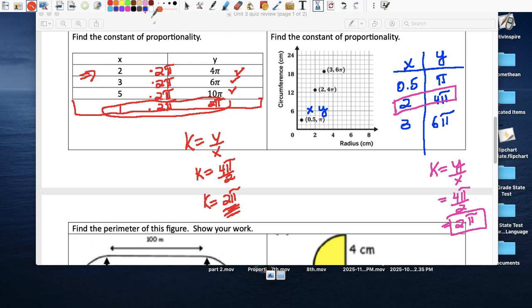And let's see if that's true. You can always confirm. You can come back here and say, if I take 0.5 and multiply by 2 pi, do I get pi? If I multiply 2 times 2 pi, do I get 4 pi? If I multiply 3 times 2 pi, do I get 6 pi? The answer is yes, yes, and yes. So what you should do is take these points, these ordered pairs, put them on one table, and then find the constant of proportionality. Okay.